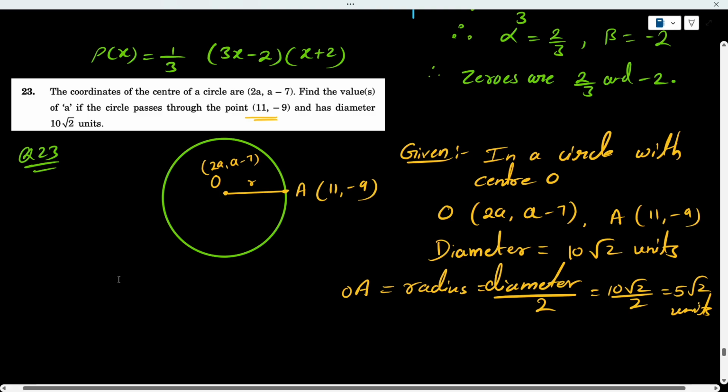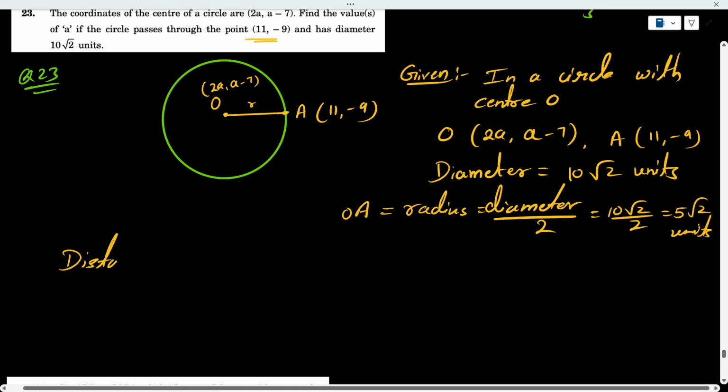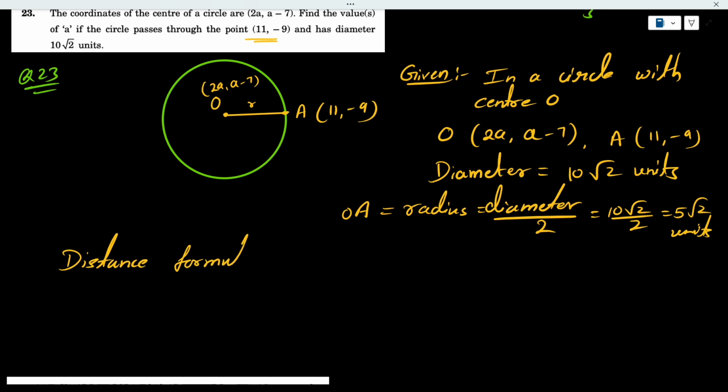Now you know that the O to A distance is known, right? So can I use the distance formula here? Always mention the formula, then start solving. The distance formula is root of x2 minus x1 whole square plus y2 minus y1 whole square. You can also take it as x1 minus x2 whole square plus y1 minus y2 whole square, because it's a whole square, so changing the order does not matter. So what is the distance between OA? Here it's 5 root 2.